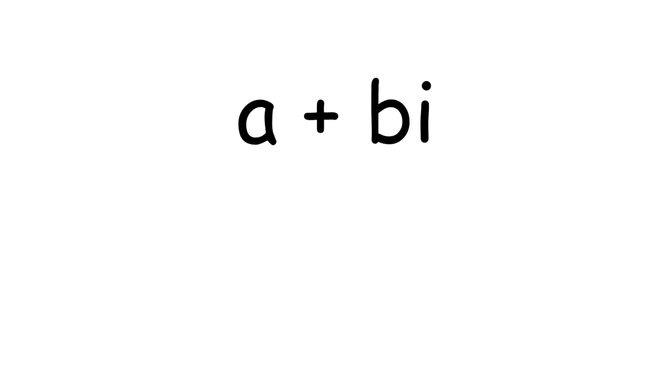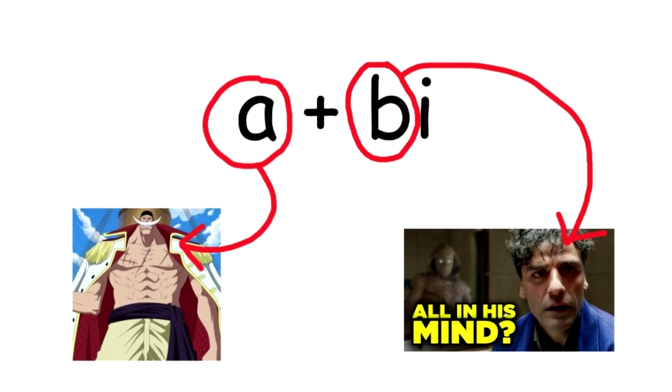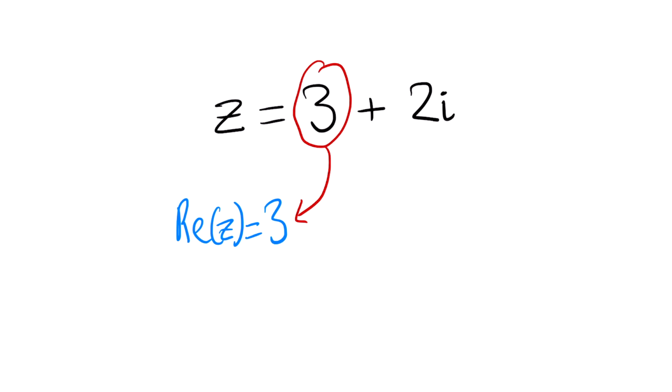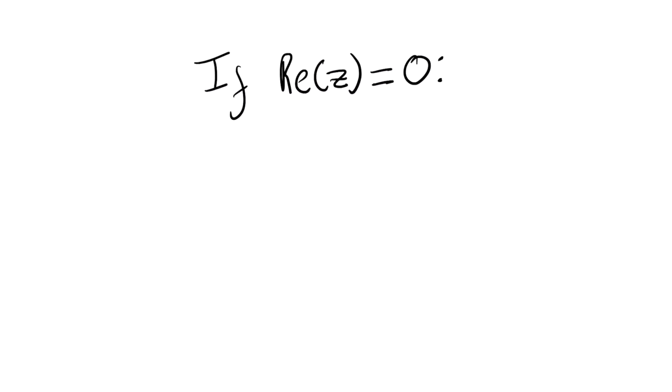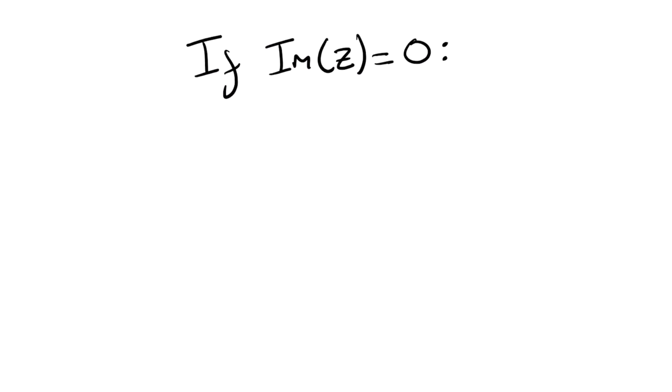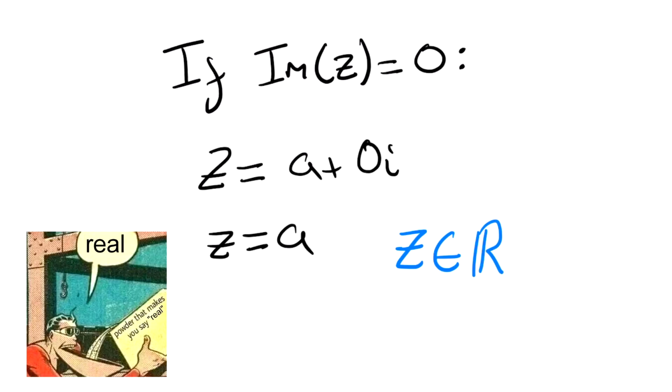Complex numbers have 2 parts to them, a real component and an imaginary component. For instance, with z equals 3 plus 2i, the real component of z is 3, and the imaginary component of z is 2. Now if the real component of z is 0, the number is purely imaginary. If the imaginary component of z is 0, the number is purely real.